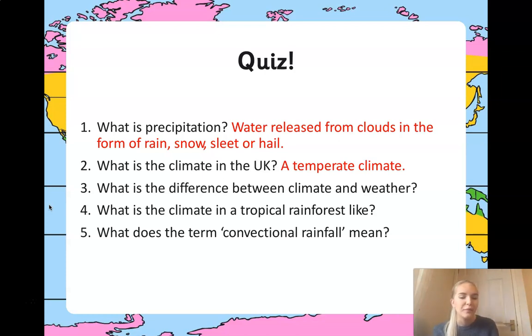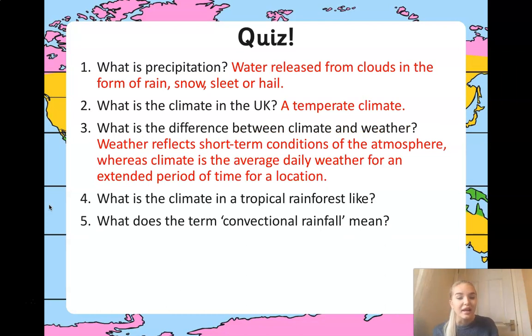weather? Well done. So a climate is reflecting an average daily weather for an extended period of time. So the climate stays the same for months, years, and the weather reflects short-term conditions of the atmosphere. So it could predict that it would be hot today, but maybe raining tomorrow and maybe snowing the next day. So the weather consistently changes, whereas the climate stays the same for a really long period of time.